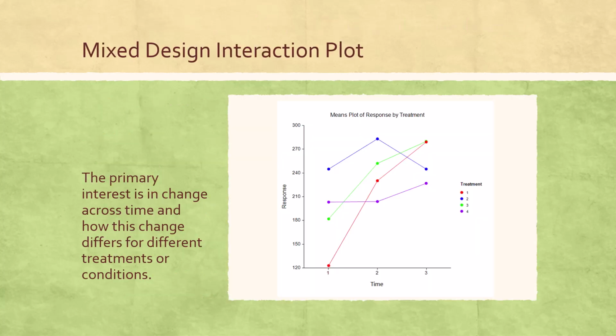Remember that the primary plot of interest is this mixed design interaction plot. Why? Because it shows the change across time and how this change differs for different treatments or conditions. So in this particular example that I'm showing you here, we actually had 4 conditions, and one is looking to see how things change in each condition over time. Assuming that a high number is a good thing, which I don't know without knowing more about the study here, I would say that that red line looks pretty promising because they start at the lowest and ended up tied for the highest.